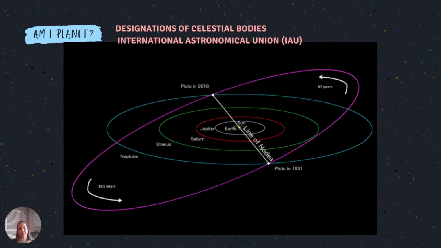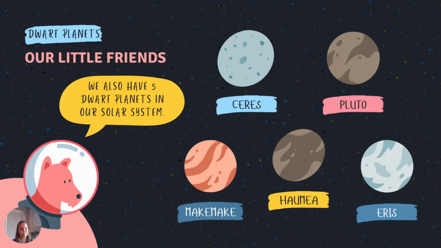So I will show you its orbit. This is Pluto's orbit, that pink. There are 2 spots where it crosses into Neptune's orbit. That means it lies in another orbit at some point, and Neptune's much larger than Pluto. So it's not a planet. It is a dwarf planet, along with these other 4. So we have 5 dwarf planets in our solar system.